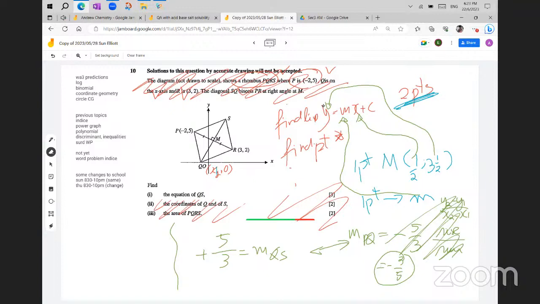What does it mean by find equation of QS? Isn't it just y = mx + c? Equation QS is a line. QS is a line, so find the equation of the line. Oh, y = mx + c. Finding a line.